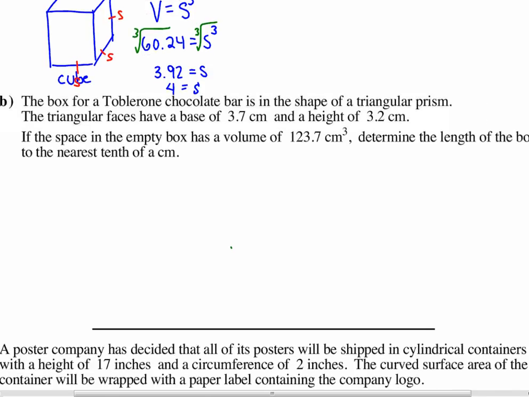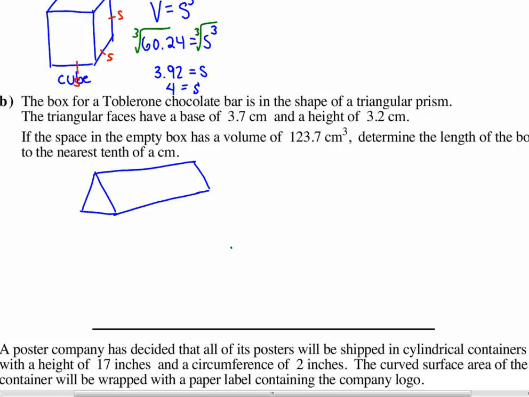Okay, we're going to do this guy. Toblerone. Who doesn't love Toblerone? So good. It's the shape of a triangular prism. Something like that. It says Toblerone on the side. Okay, anyways. I don't have time for that.